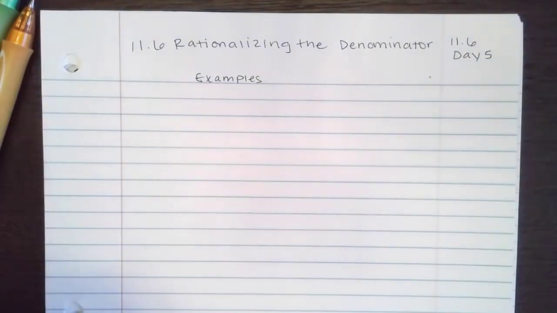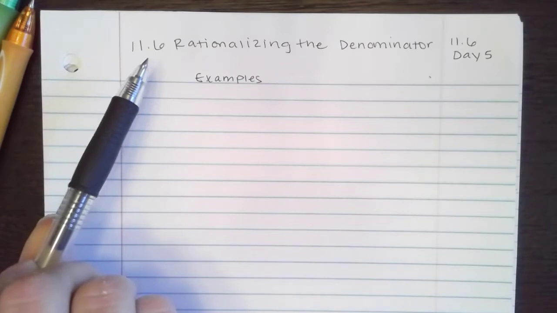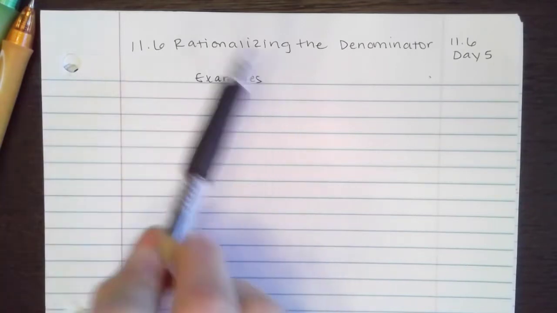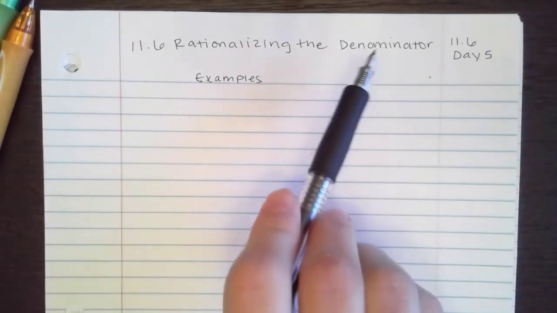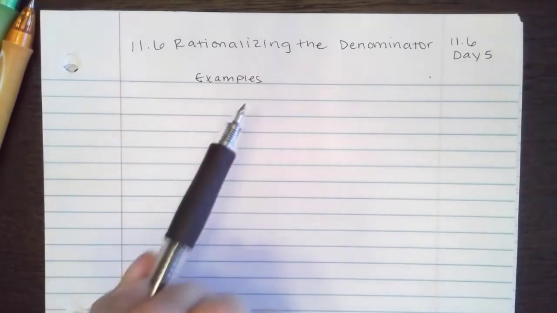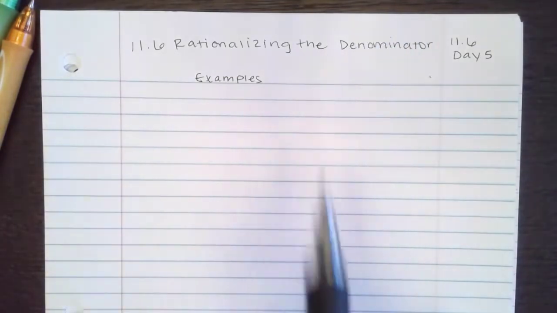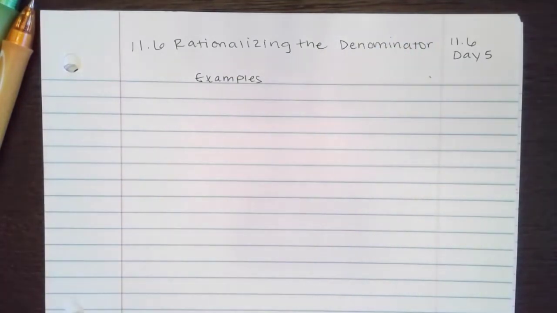We've been doing 11.6 for a little bit because 11.6 was simplifying radicals, or simplifying square roots, which we took a quiz on, and also rationalizing the denominator, which you did yesterday. So today we are going to do problems where we're going to rationalize the denominator, but we're not done just yet. So let's do a few examples together today.